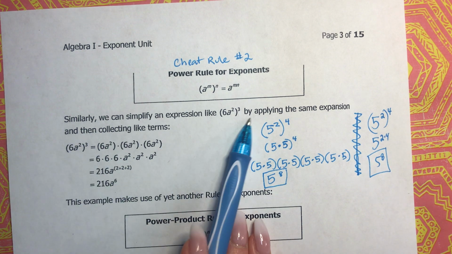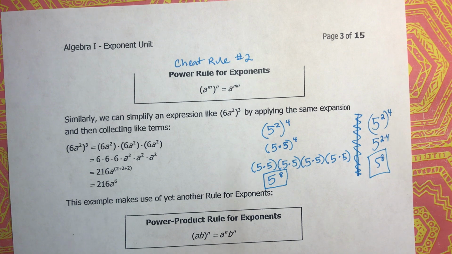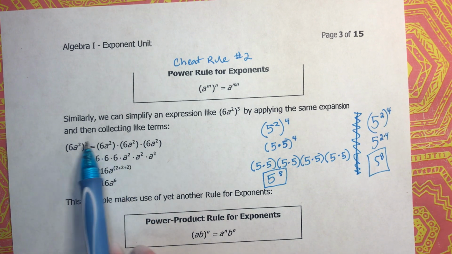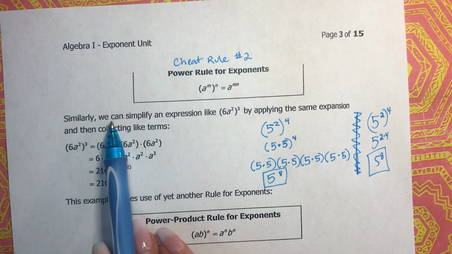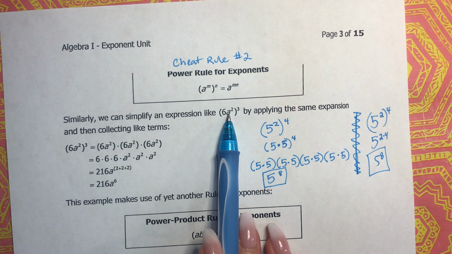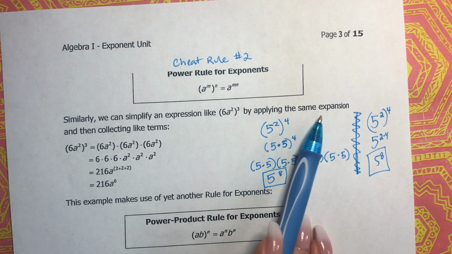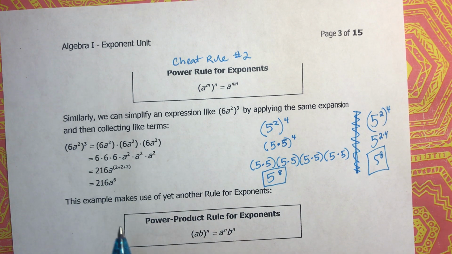So let's look at a different, so that's cheat rule number 2. It's called the power rule for exponents. So let's look at this other example. It says, similarly, we can simplify an expression like the quantity 6a squared to the 3rd power by applying the same expansion and collecting like terms.